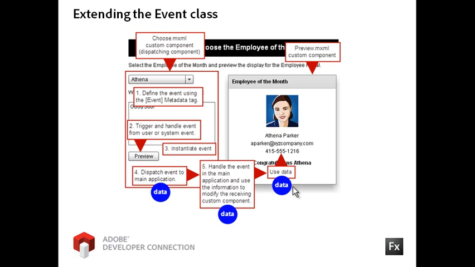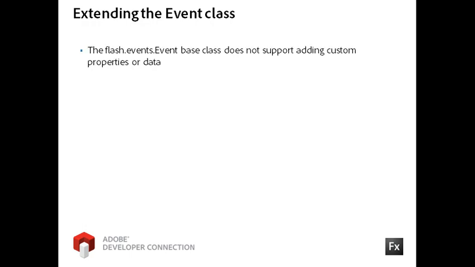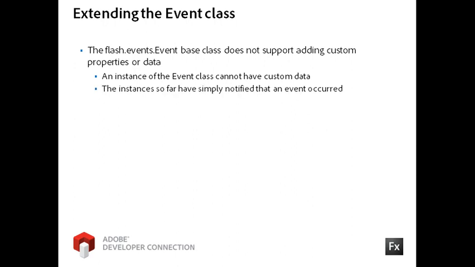To create an event object that can carry the data, you must create a custom event class by extending the flash.events.Event class. The reason we need to create a custom class is that the flash.events.Event base class does not support adding properties to the event object. The event that you created in the last exercise cannot pass custom data and simply notified the application that an event occurred. In this video, I will extend the Event class to create my own custom event class that will accept the employee data as a custom property.